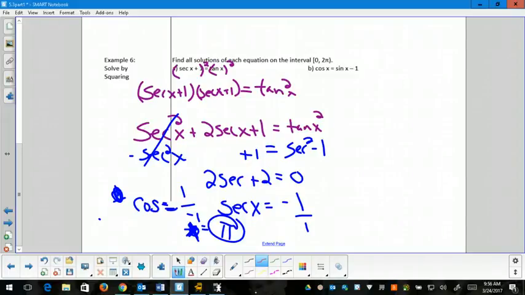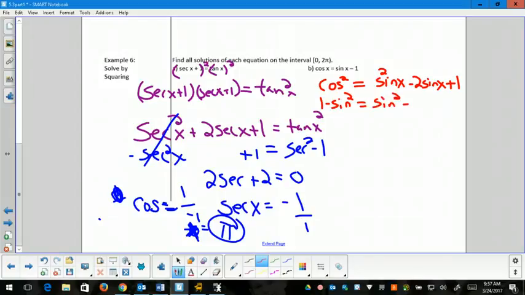Do we have any answers yet, or no? Cosine squared equals sine squared x minus 2 sine x plus 1. This becomes 1 minus sine squared. Don't worry, some of you are getting answers. I'm not putting them up there yet.